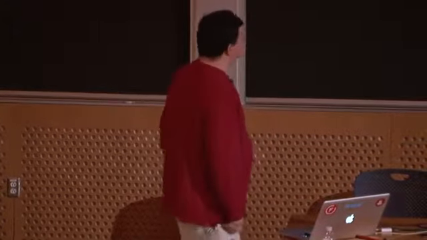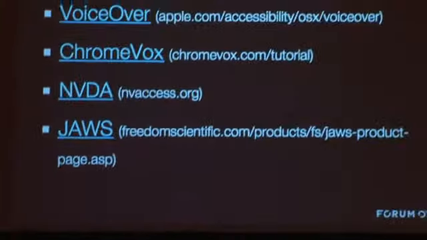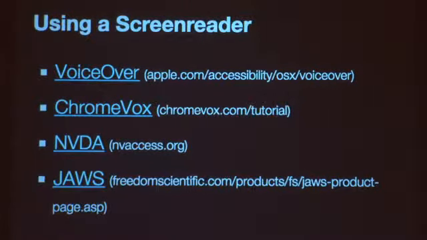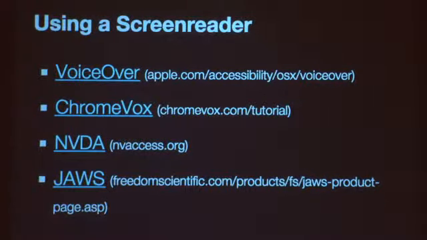So first, let's talk a little bit about screen readers. These are the 4 main types I like to use for testing. The first is VoiceOver. If you have a Mac, this is the easiest one to test. It's just Command F5, and that'll turn it on. Another one that's really easy to use is ChromeVox. It's a Chrome extension, so you can use it on Windows, Mac, or Linux. And there's a really good tutorial here that walks you through how it works.